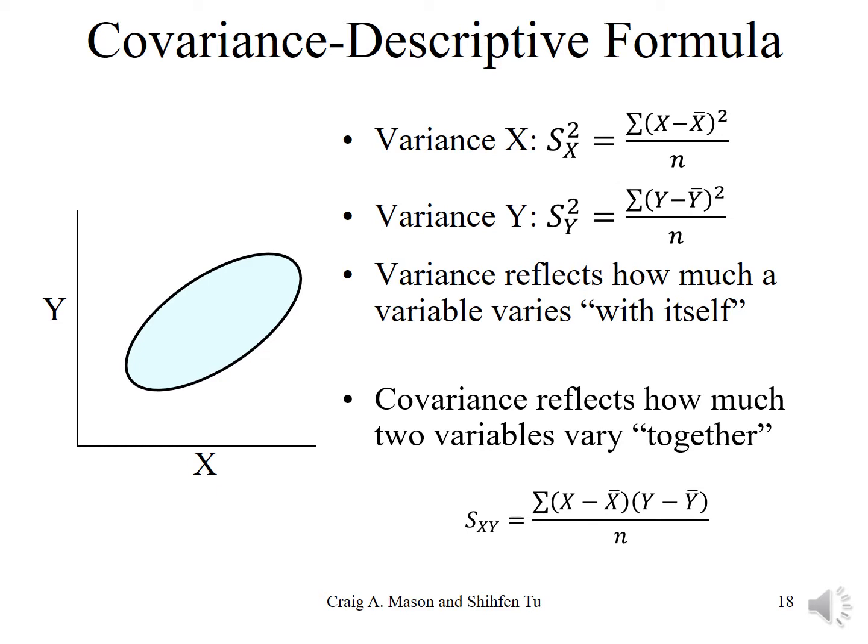To see that, let's look at the covariance formula. It's written as capital S sub xy and is equal to the sum of x minus x bar times y minus y bar, all divided by n. So notice a few things. Instead of squaring the x deviations or squaring the y deviations on their own, the covariance multiplies the x deviations by the corresponding y deviation for each person. This is called the cross product. The cross products are then added up for each person and divided by n.